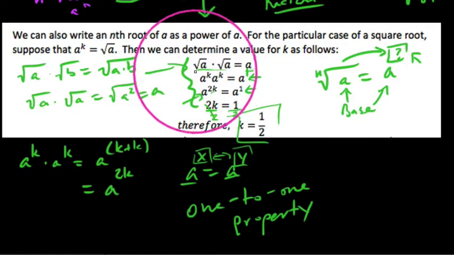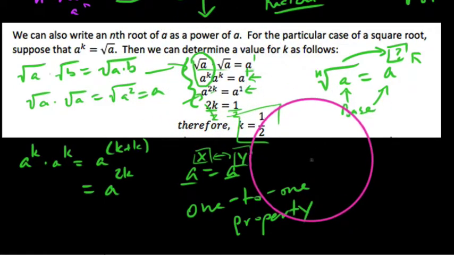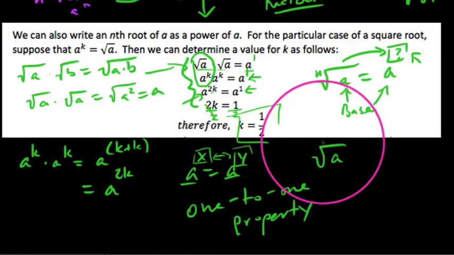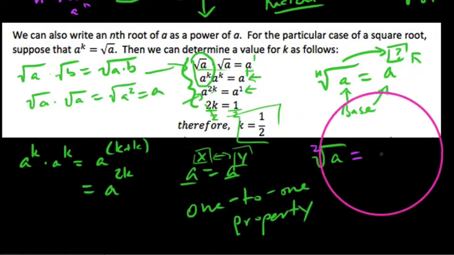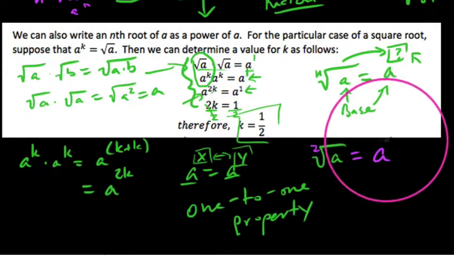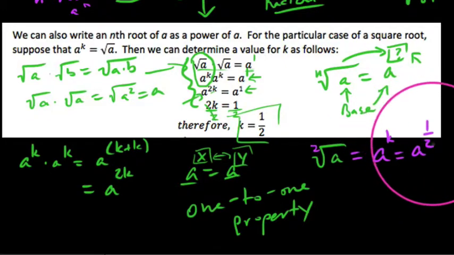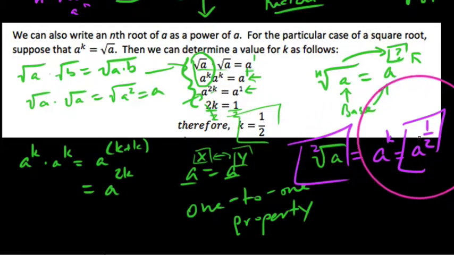So what this really means, going back up here, is that we say a to the k is what we replaced the square root of a with. What we're saying is the square root of a, which technically has a 2 out here, could be rewritten as a to the 1/2 power. A to the k was equal to a to the 1/2 power. So this is pretty profound, that we could write the square root of a as a to the 1/2 power.